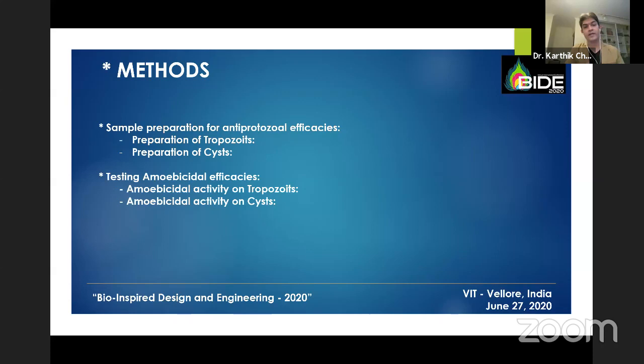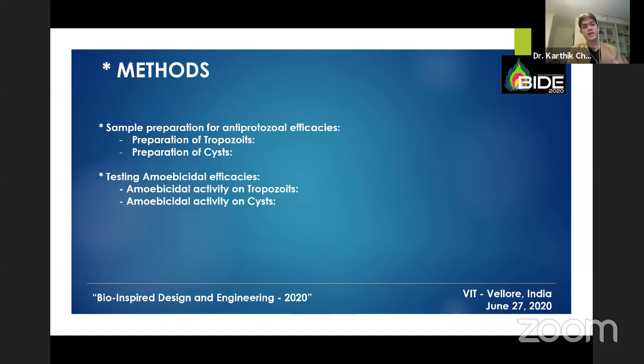they affect. So we need to test. My partner group from Dr. Vilavan Pumidorme from the microbiology department in Naresuan University did this testing activity. The whole procedure in a nutshell boils down to preparation of the trophozoites. Then from trophozoites, you need to prepare the cysts.